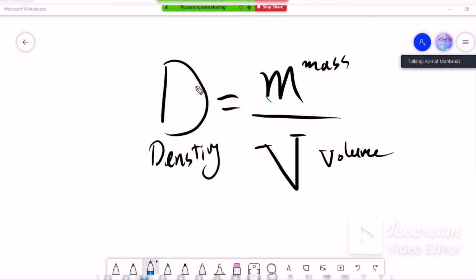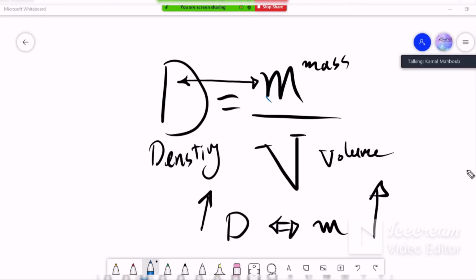Now here, the relationship between density and mass is called direct proportional, or a direct relationship. When we have more mass, we have more density. When we have less mass, we have less density. They are directly proportional. When we increase the mass, we increase the density. And when we have less mass, we have less density.